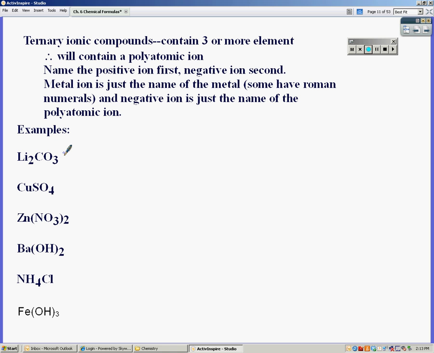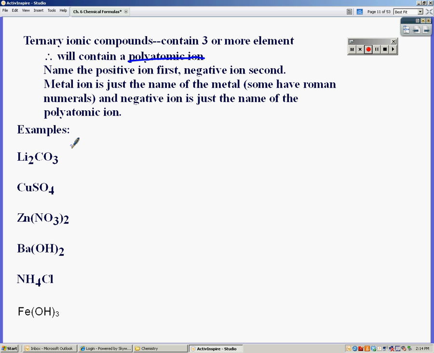Okay. Next, we're going to name compounds that are ternary, which means they have 3 or more different elements in them, which really means you're dealing with a polyatomic ion, which they have special names for, which you have to memorize. So to name them, you just name the first element or first metal according to its name on the periodic table, and then you put that with the name you have memorized for what that polyatomic ion is called.